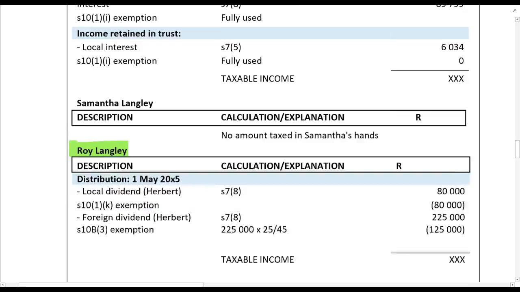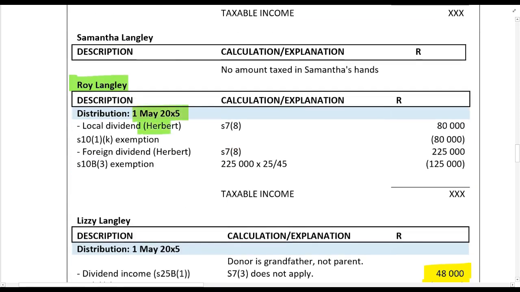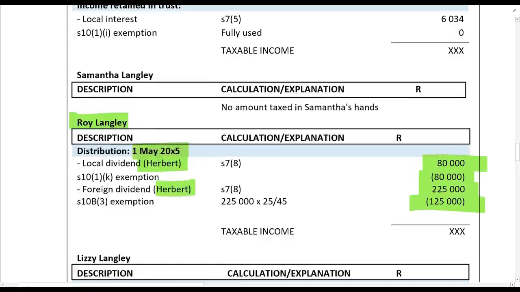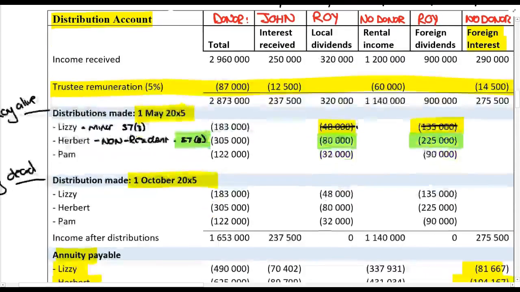Roy, on the 1st of May, the distribution to Herbert of the local dividend and the foreign dividend, he gets taxed on it. He still gets his exemptions. Right, so those amounts also done.